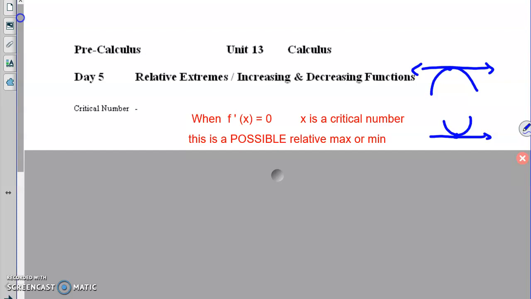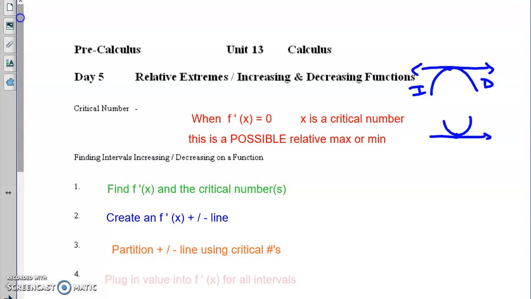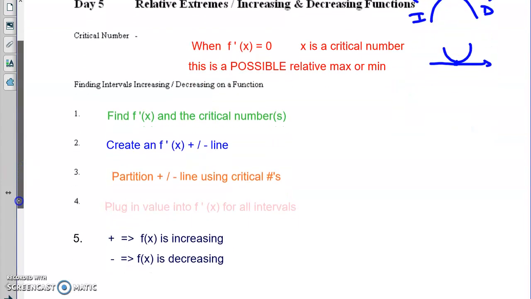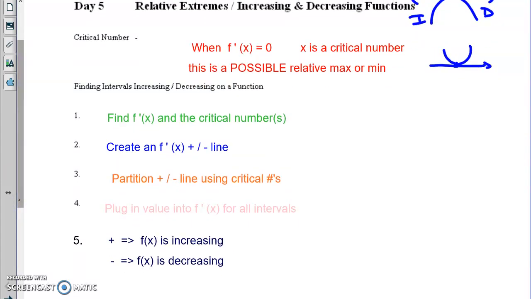What happens at relative extrema? The function changes from increasing to decreasing. So that's the next part we're going to talk about right now, which is finding intervals for increasing and decreasing on a function. It's a multi-step process. Find f prime and all the critical numbers. Create an f prime plus minus line. Partition the plus minus line using critical numbers. Plug in values into f prime for all the intervals. Any interval that has a plus means it's increasing. Any interval that has a negative means it's decreasing.